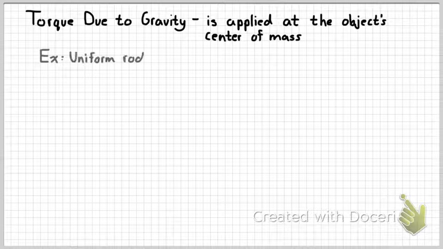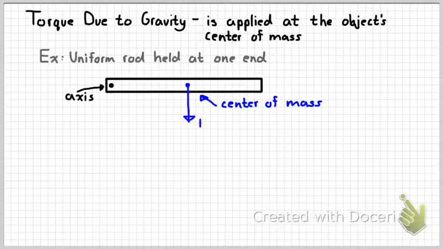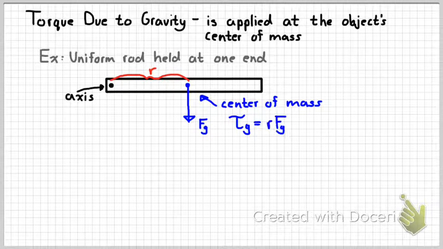So for example, if we have some uniform rod held at one end, the end that you're holding would be considered the axis. The blue dot represents the center of mass, and so that's where you would draw the force of gravity. In this situation, the force of gravity is causing a torque about that axis on the left side. It's got some moment arm R, and so the torque would simply be that R times the force of gravity. So if something is not being balanced at its center of mass, then the force of gravity can cause a torque.